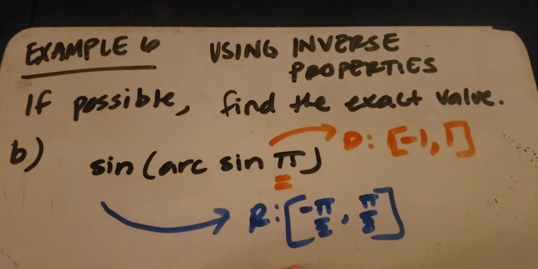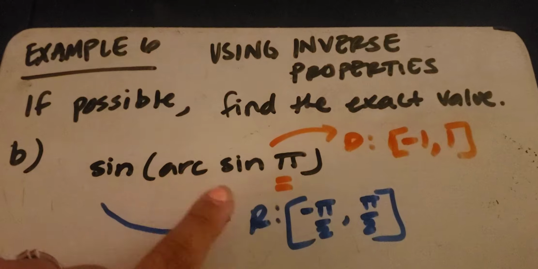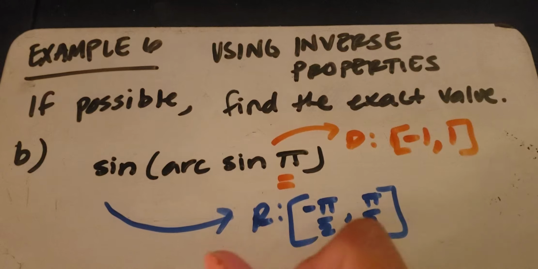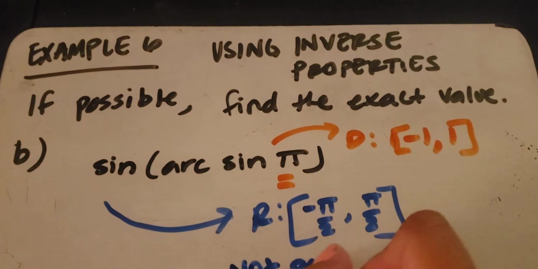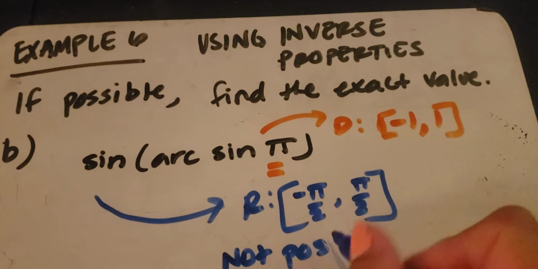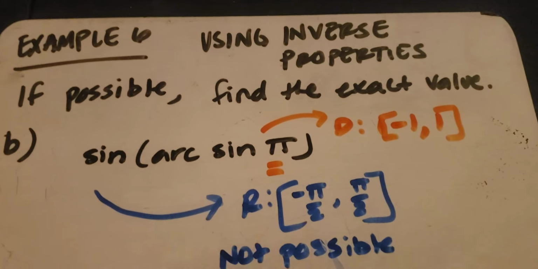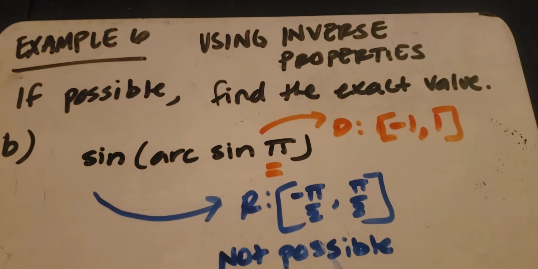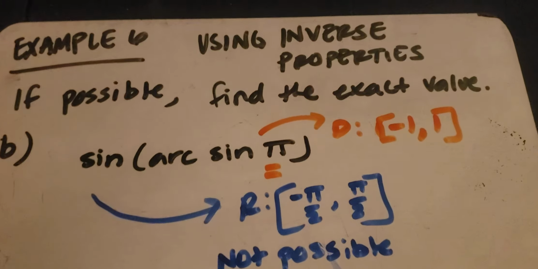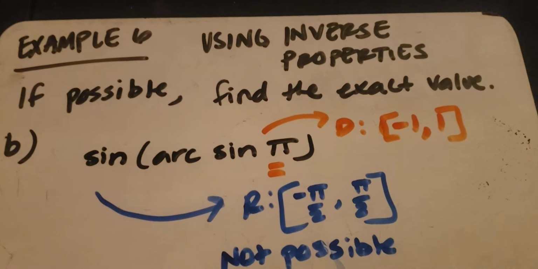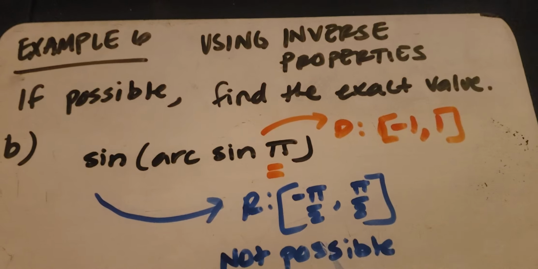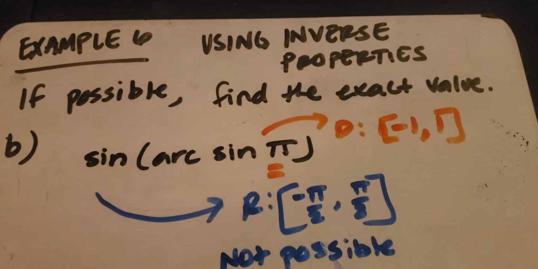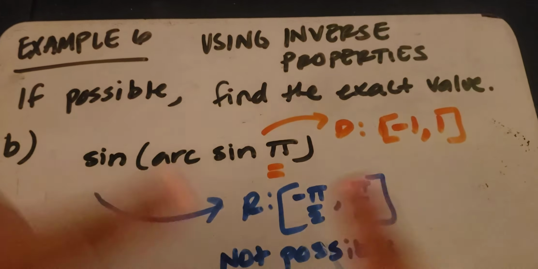What happens is pi is outside of the range. So we would not be able to find a value for this one. Unfortunately, you can't do this, so this would be not possible. Oops, that's not how you spell not possible. Again, that's because it doesn't fit in the range. This is not a value that you can actually find because it's outside of the range. So you can write not possible, not defined, or undefined, any of those. Or no solution. Again, you cannot do this one.